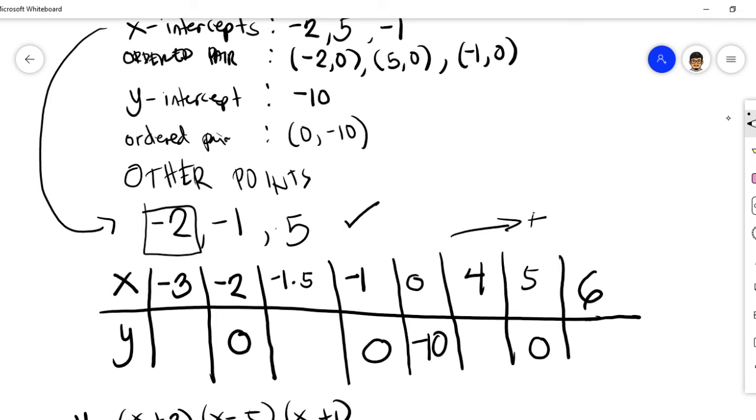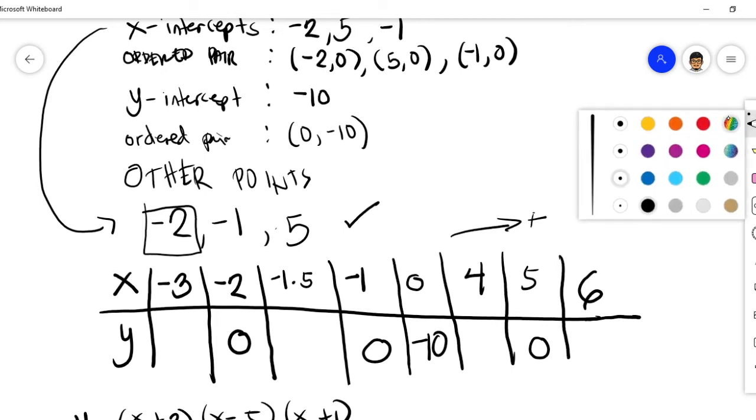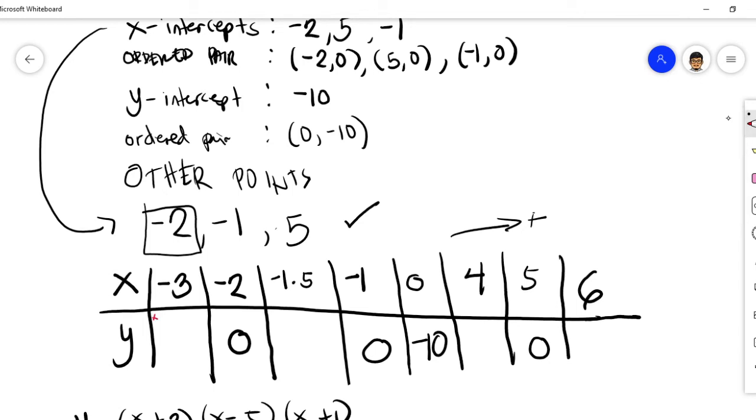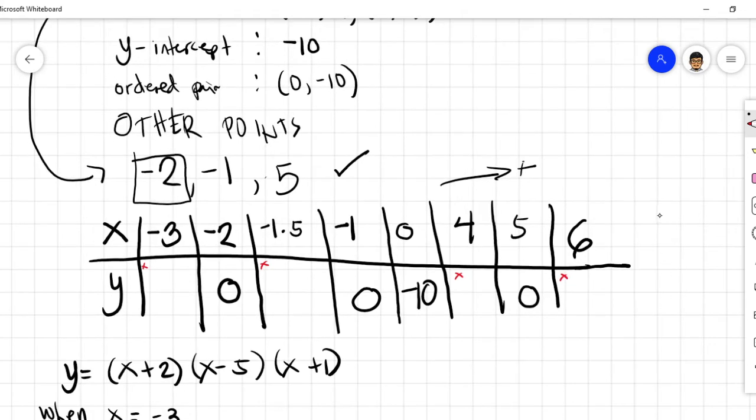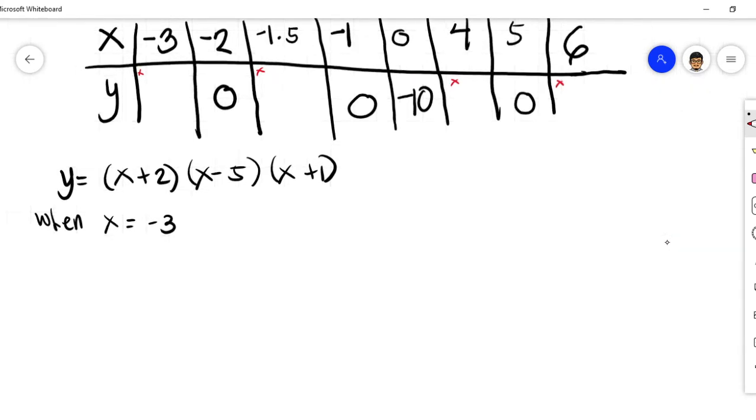So, that means, this is the only part you will solve. This part, this column, and this. Okay. So, one, two, three, four. We will only solve four. So, let's begin when x is equal to negative 3. So, technically, every x here you will just replace with negative 3. Okay? So, if you have quantity x plus 2, quantity x minus 5, quantity x plus 1, just simply substitute.